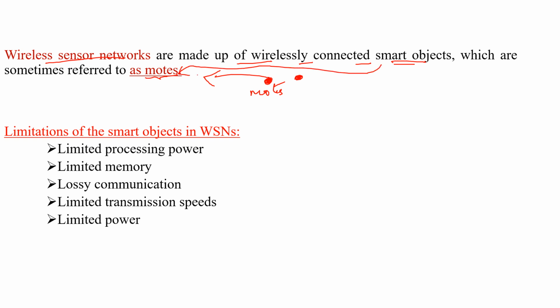Okay, so what are the limitations of the smart objects in WSN? The first limitation is limited processing power. Second limitation is limited memory. Then third limitation is lossy communication. Fourth one, limited transmission speeds. And fifth one, limited power.